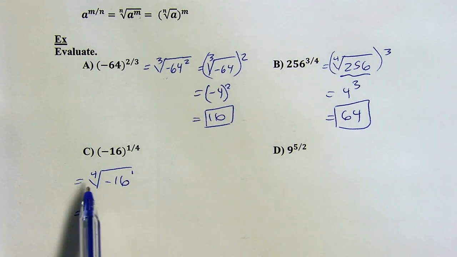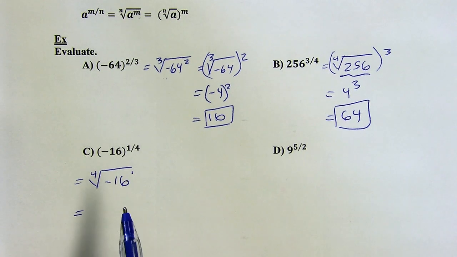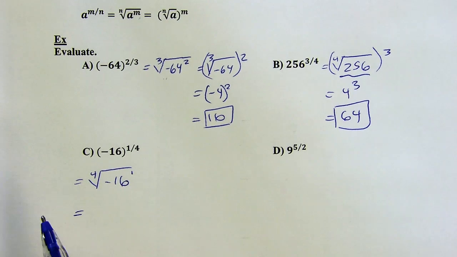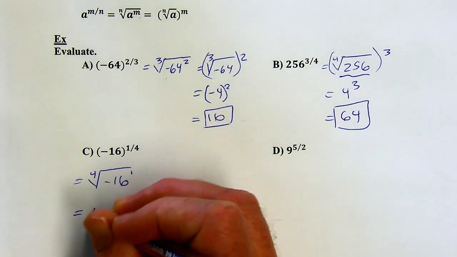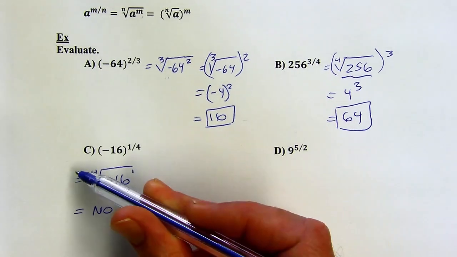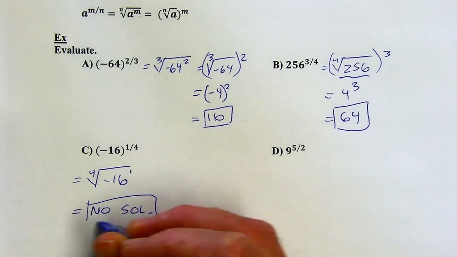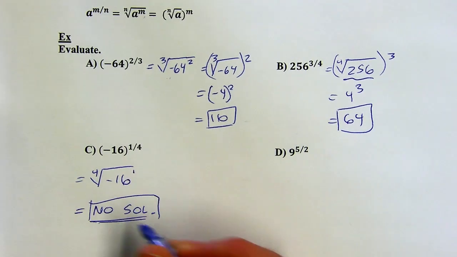Like if you think about the square root of negative 16, well, negative 4 times negative 4 is positive 16. The same thing will happen if you multiply a negative number together 4 times. It's going to come out positive. So this has no solution because the radicand is negative and the index is even. That's always going to happen in that scenario. That was one of those special situations from the last page.